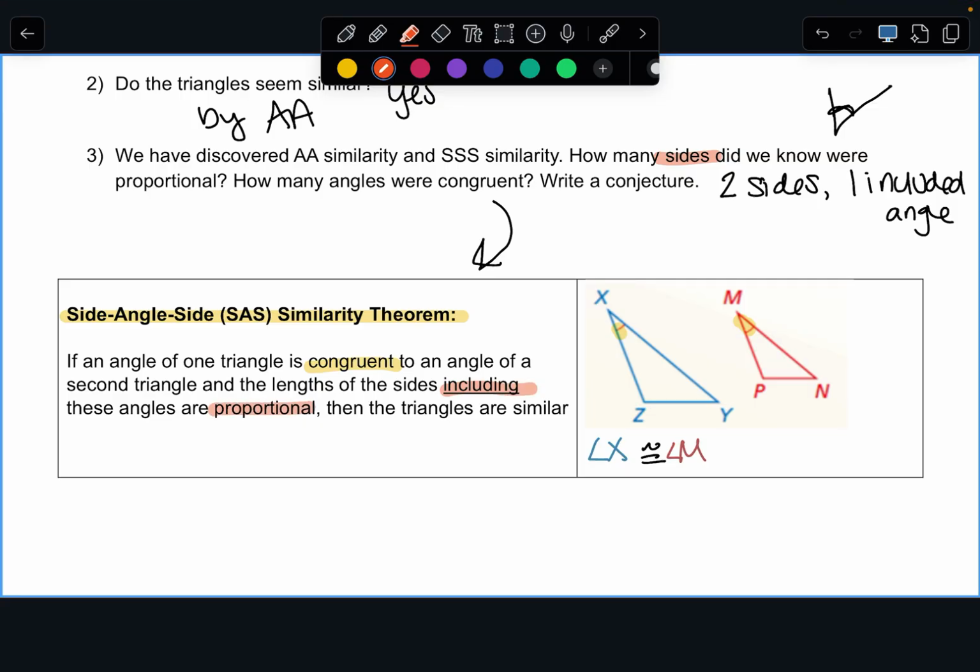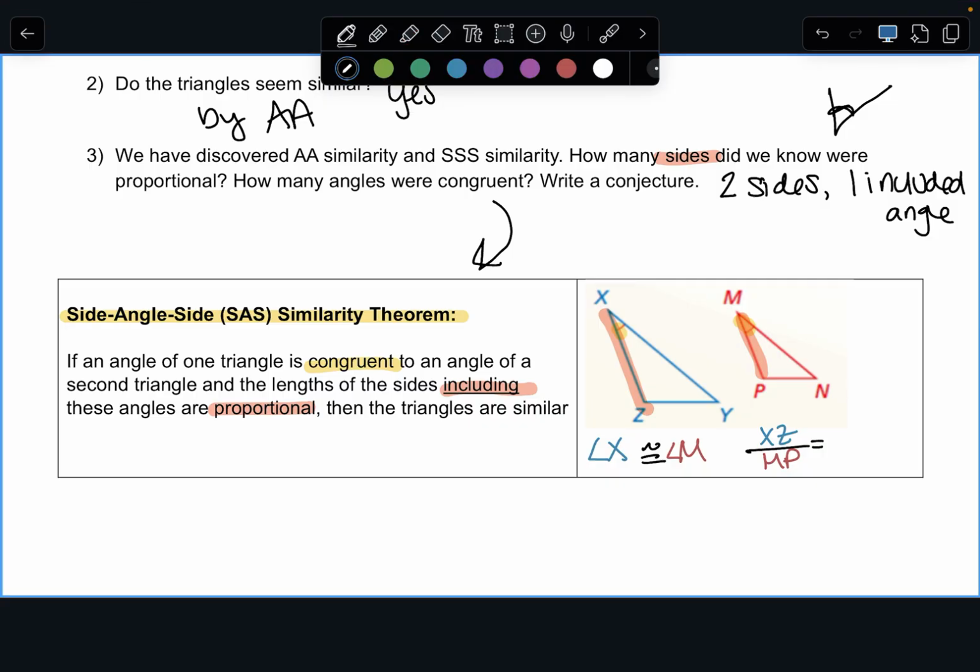What is one side for the blue triangle that would make this angle X included, meaning it's touching this angle? What's one side? XZ, okay. So we would need XZ. What's its corresponding side? MP. So we would need that fraction, XZ over MP, to be equal to, because proportional is fraction equals fraction.